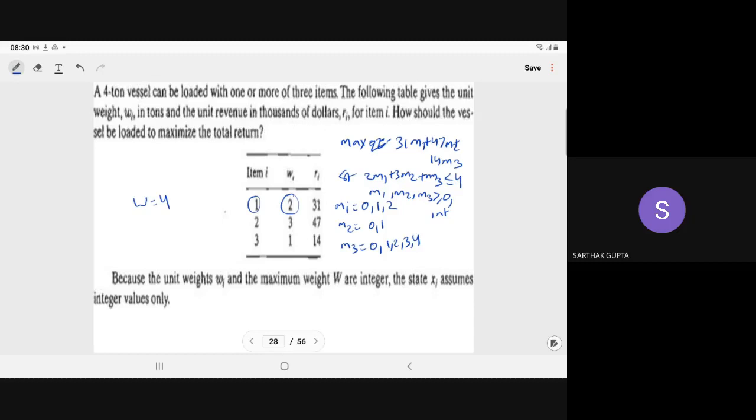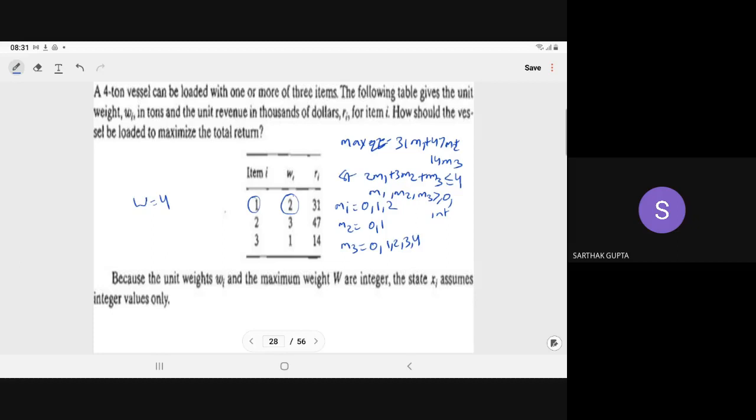Because the unit weight wi and maximum weight w are integers, the state xi assumes integer values only. If the unit weight of any item is an integer, like 2, 3, 1, and the total weight is also an integer, 4, then as you allocate, the remaining weight will also be an integer. For example, in stage 1, if you have allocated one item of item 1, then x2 will be 2 tons, because one item of 2 tons you have allocated means you have used 2 tons out of the 4 tons.